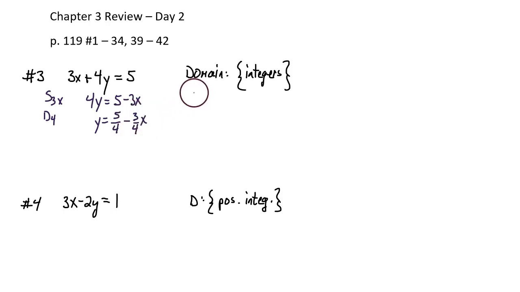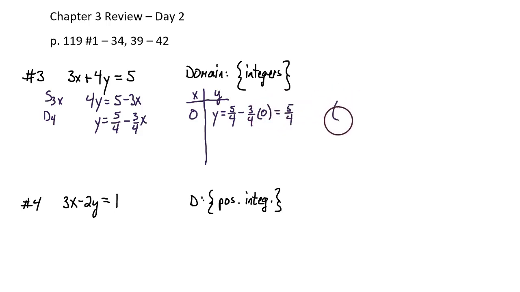Let's organize our 3 solutions in an xy table. We want to choose integers for x. So one integer is 0. Let's substitute that into our expression that will find us the answer for y. 3/4 times 0 is 0, so this turns out to be 5/4. This first root is 0, 5/4.